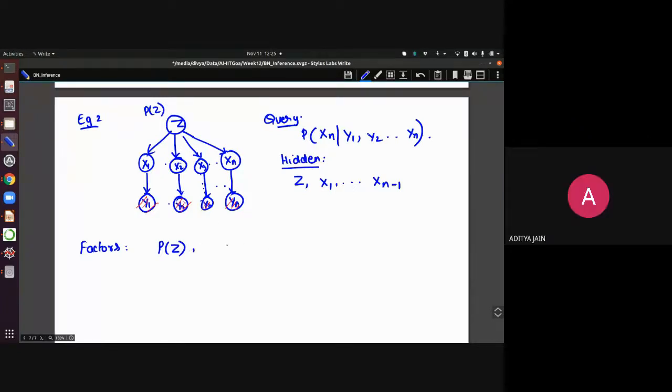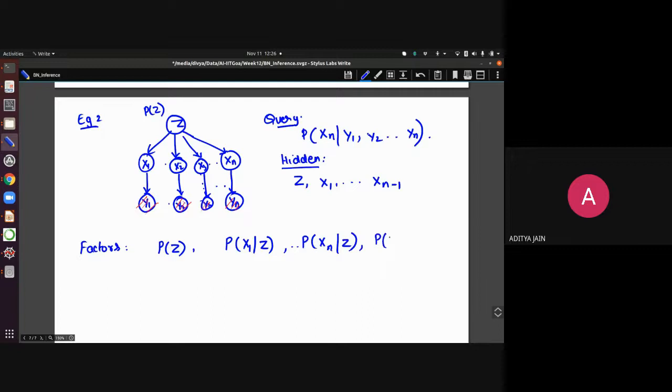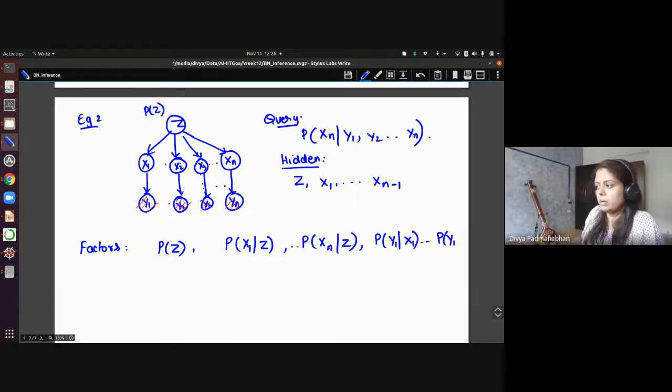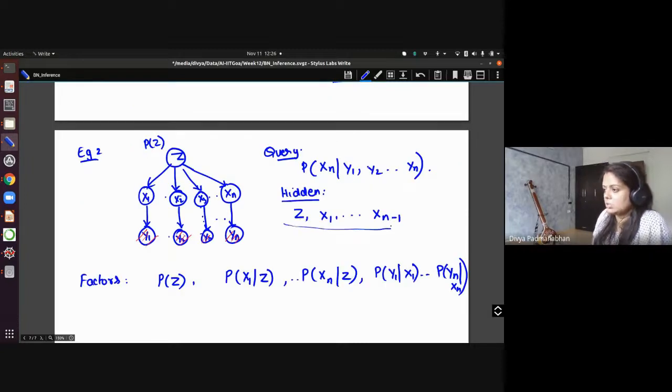P of x1 given z, similar to x1, all the way to p of xn given z. Yes, then p of y1 given x1 all the way till p of yn given xn. Okay, so these are the factors that I have, and the hidden variables are z, x1 to xn minus 1.